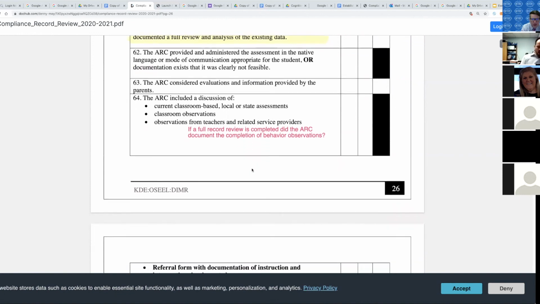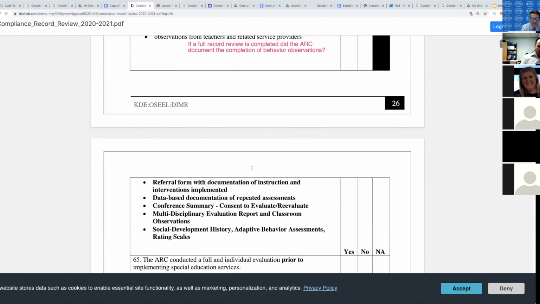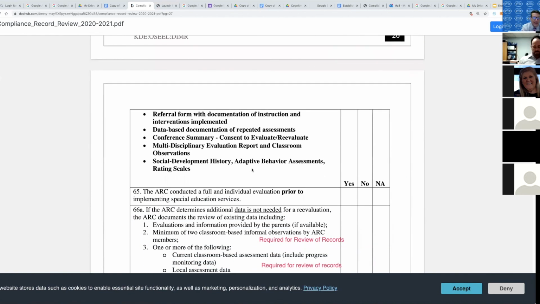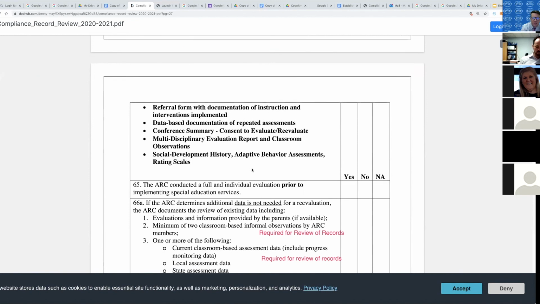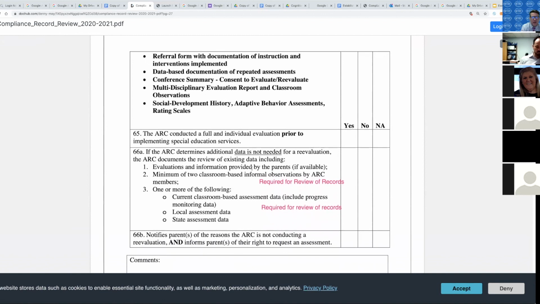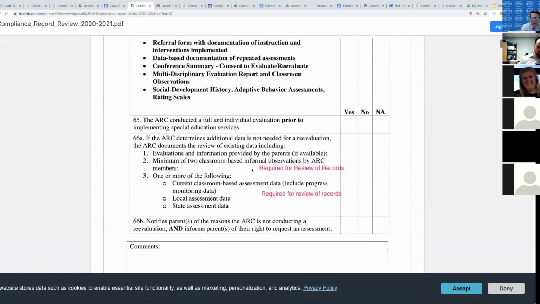They are still required. Get on down here to the last page. We're looking at the referral form. We're looking at data documentation of repeated assessments, conference summary, consent to evaluate. We're looking at the psychological report, the classroom observation, social developmental history, adaptive behavior assessment, and/or rating scales. And so we're looking to see that they conducted a full and individual evaluation prior to implementing special education services.